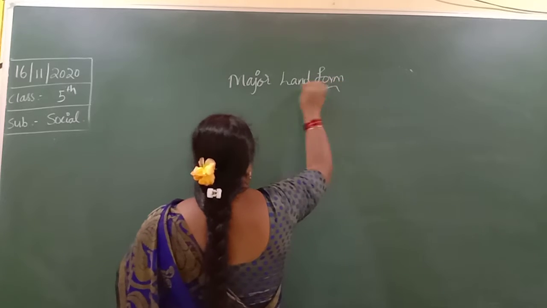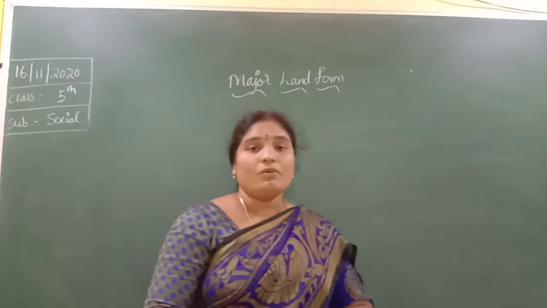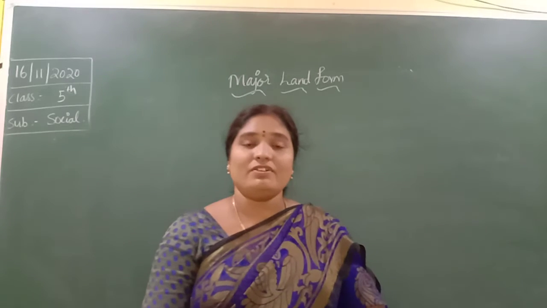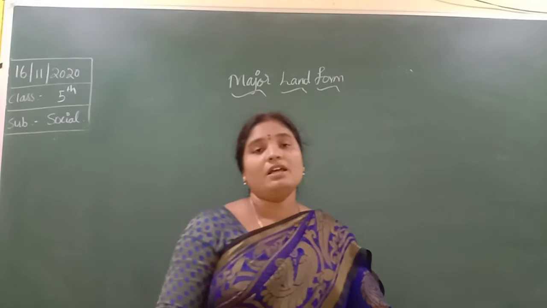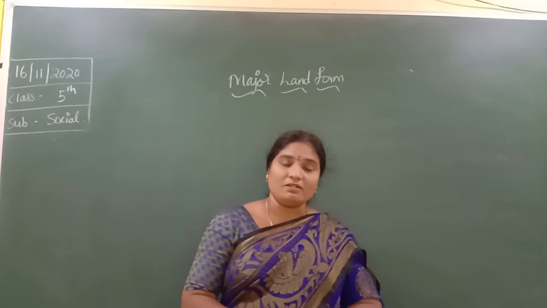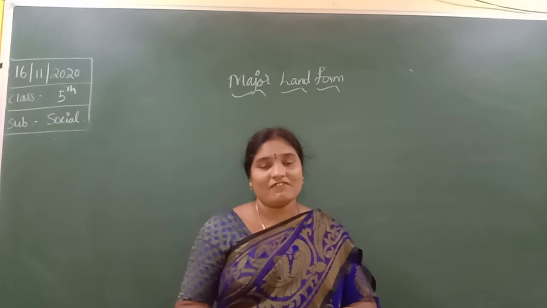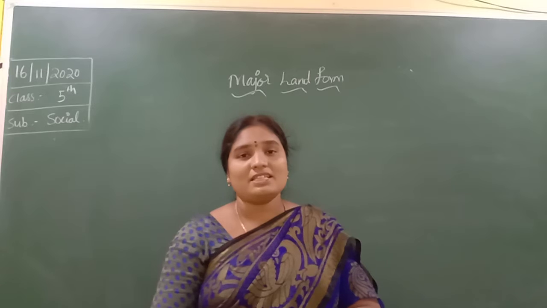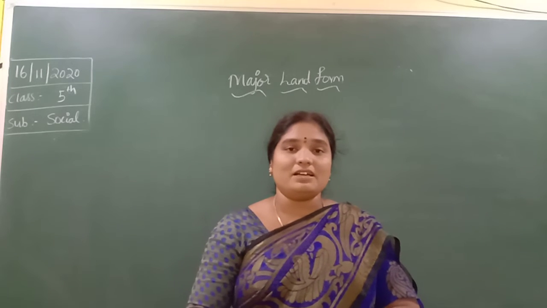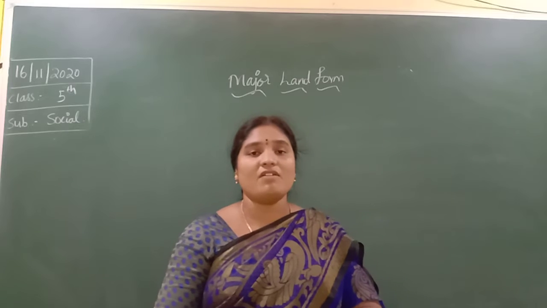The earth's surface is covered by water and land. 71% is covered by water and 29% is covered by land. The earth's surface does not have a plain surface; it has different forms of land.